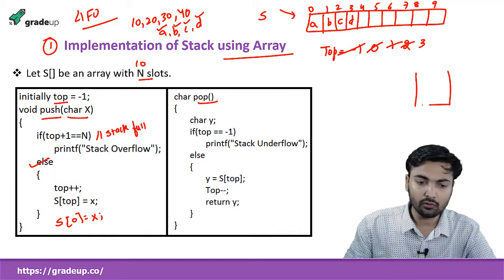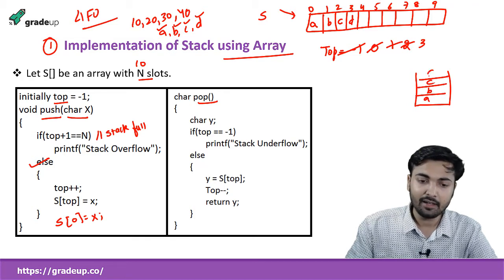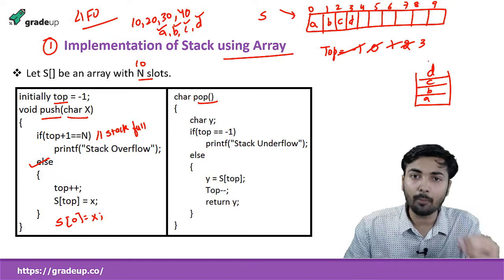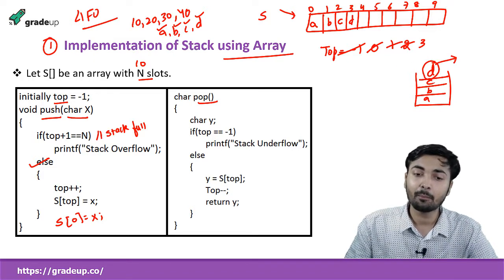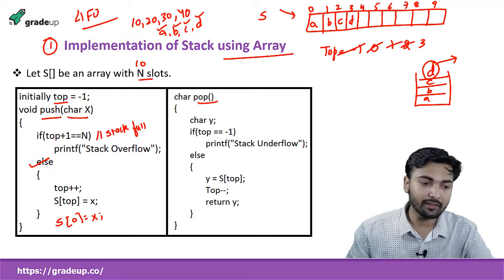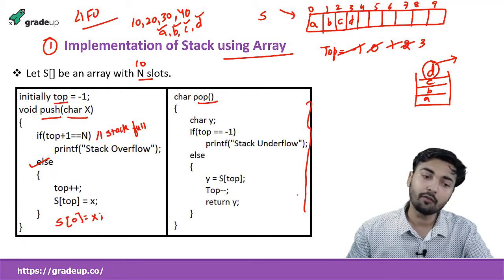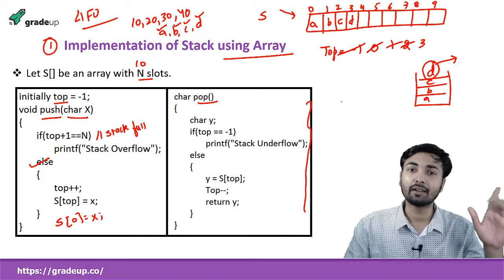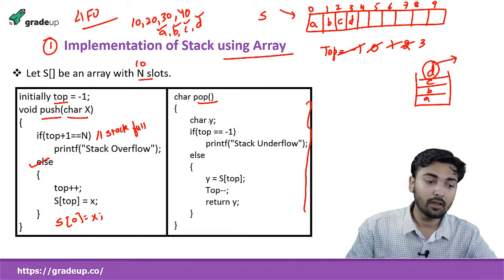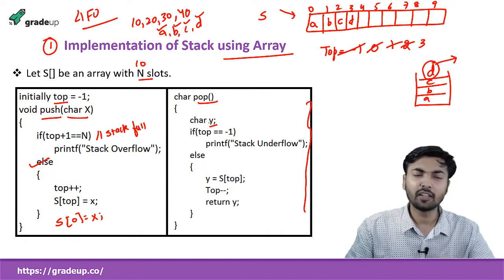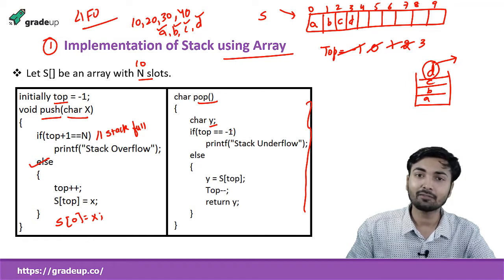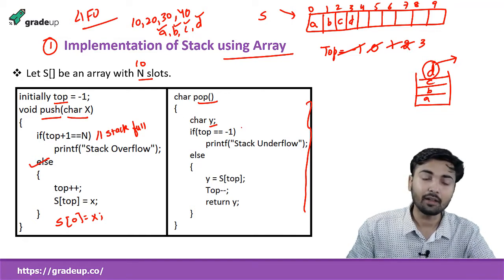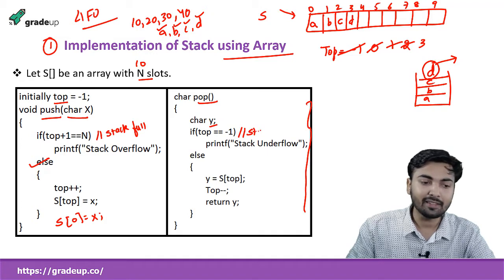See, I can draw it here also. As in the previous diagram, A, B, C, D. Which element must be popped first? The topmost element. D must be popped. So after executing this code, which element must be popped? D. D should come out. So see here how. We are taking a variable y in which the deleted element will be stored. If top is equal to -1, that means your stack is empty.